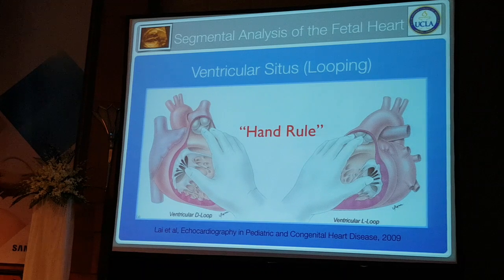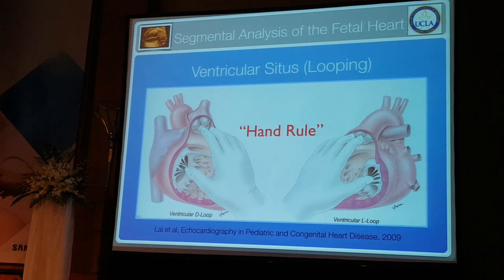The hand rule is how we figure out whether the heart is D-loop or L-loop. Once you figure out which ventricle is which, which is the right ventricle and which is the left ventricle, then you use the hand rule. The right hand should, quote unquote, fit the right ventricle, and the left hand should fit the left ventricle. Maybe I'll talk about this when we talk about heterotaxy. Actually, I'll talk about it now.